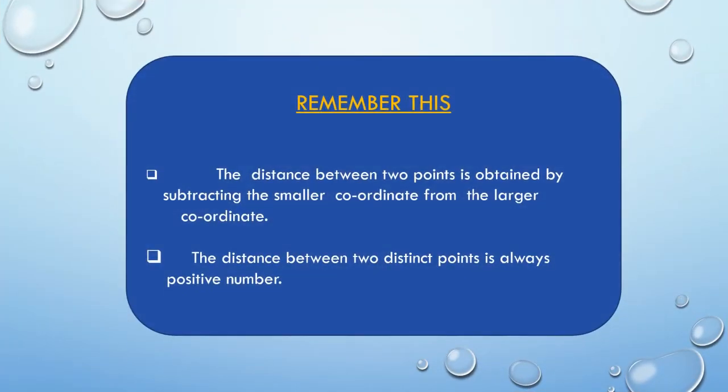Remember these points. First, the distance between two points is obtained by subtracting the smaller coordinate from the larger coordinate. Second, the distance between two distinct points is always a positive number.